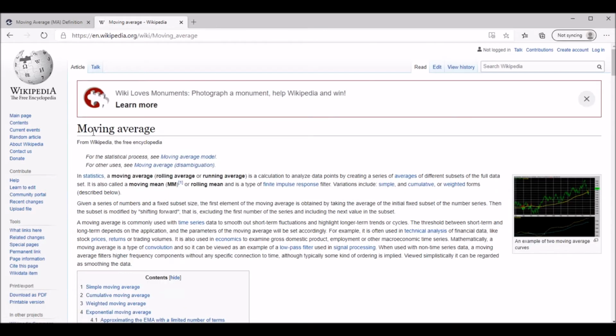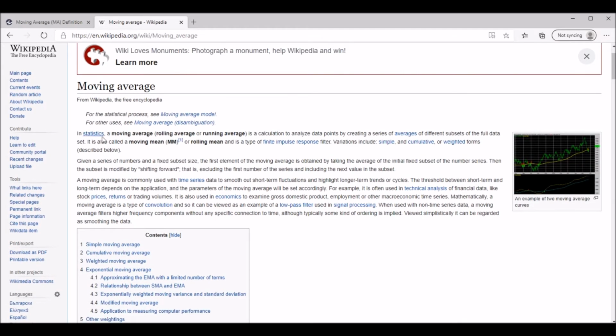Okay, so Wikipedia also makes us understand that in statistics, a moving average is a calculation to analyze data points by creating a series of averages of different subsets of the full data. It's also called the moving mean or rolling mean. Yes, and it's a type of finite impulse response filter. All right, let's not try to confuse ourselves with these big words. In actual sense, guys, it is very simple. So we're going to be discussing that briefly. So stay tuned. All right, good.